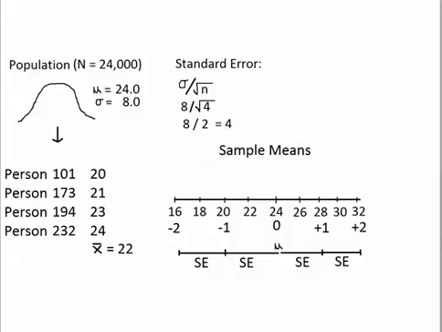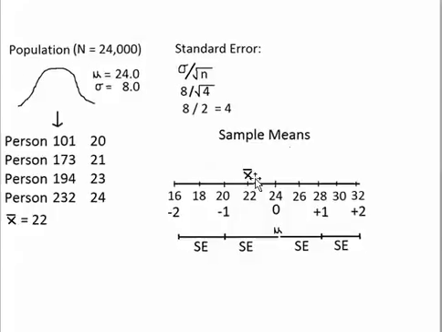The mean age of this sample is 22. If you added these 4 ages and divided the total by 4, the answer would be 22. So x bar is 22. Remember that x bar is a symbol for sample mean. I put an x bar up here on the number line just so you could see how close our sample mean is to the population mean of 24.